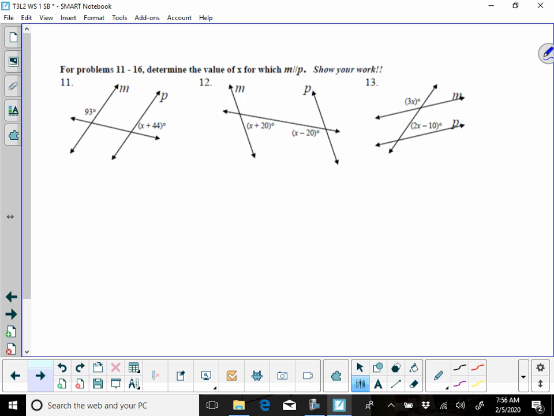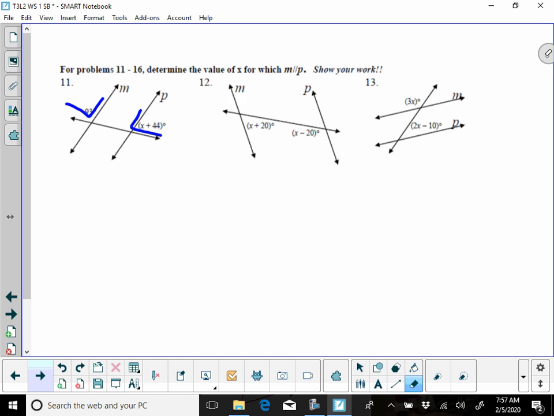All right, so I'm going to leave 9 and 10 to y'all, and then let's look at 11 through 13, okay? It's asking you to determine what value X needs to be in order for you to say that M is parallel to P. Okay, well, if this is M and P and this is my transversal, then these are same side angles, okay?